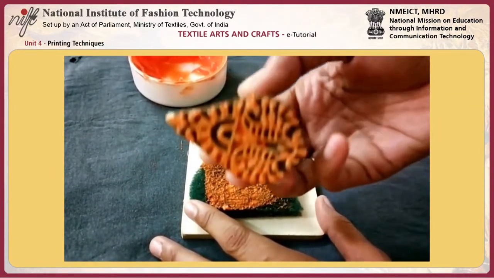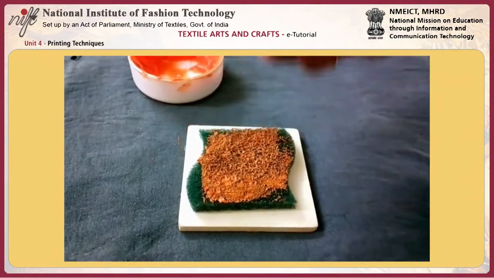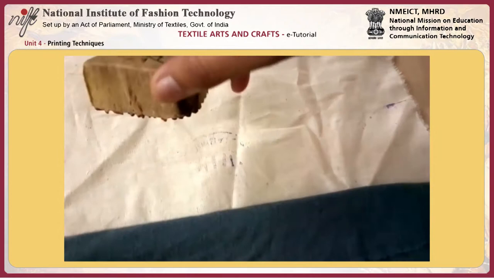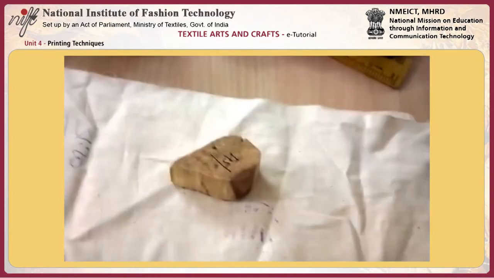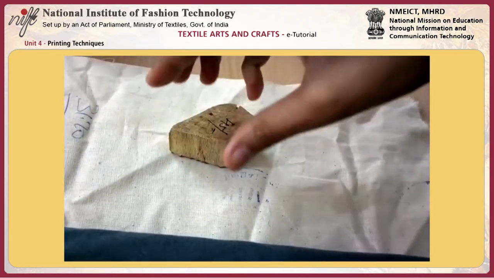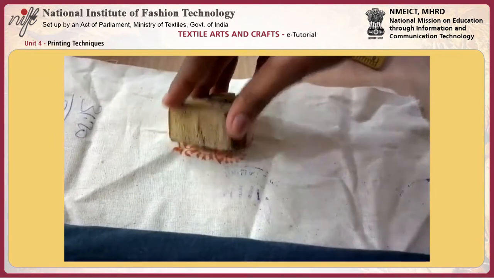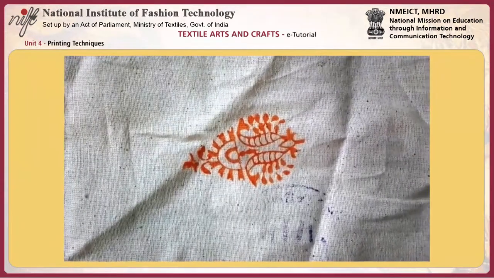So this is what I have done. You see, the color is on the block now. I will try to print some. This is the waste cloth, so I'll try to print here like this. Press it nicely and let's see what happens. Okay, it is pretty perfect. Yeah, it looks nice. Lovely.